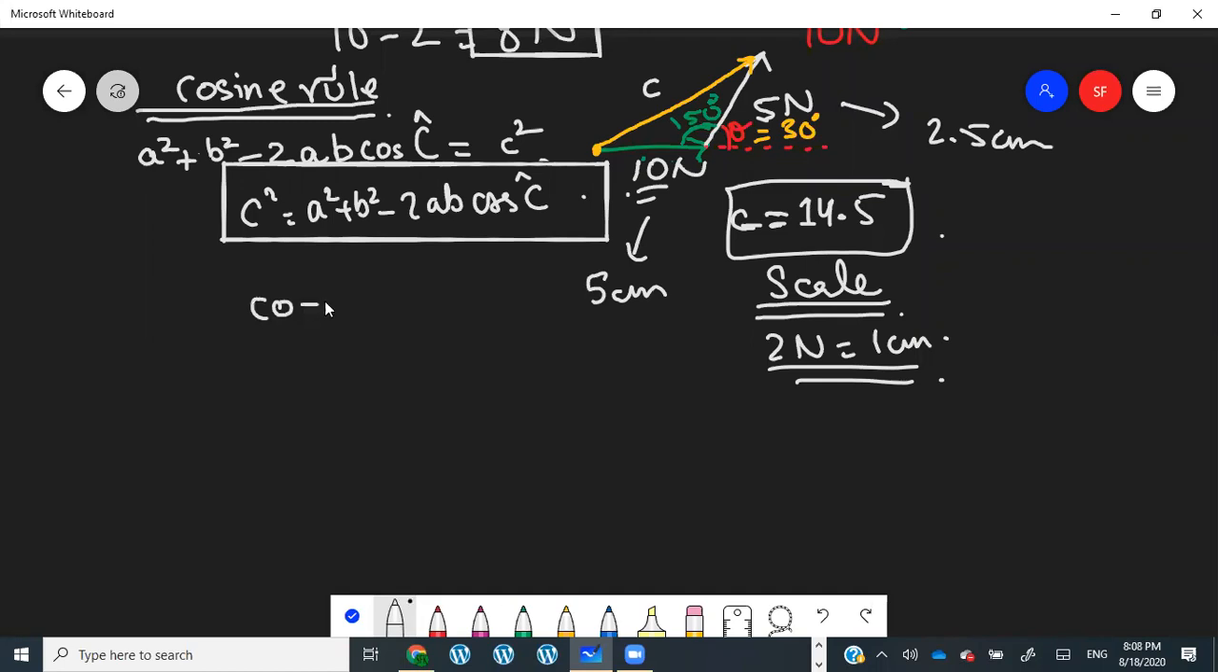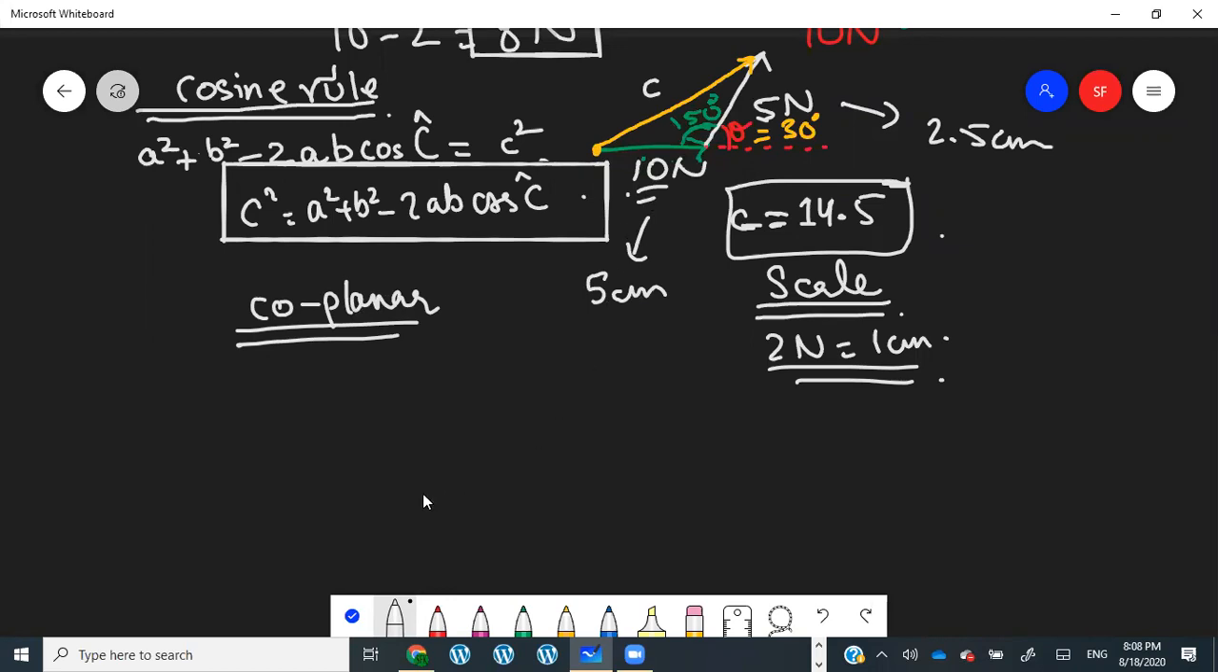Coplanar means vectors in the same plane. For instance, the vectors that we've drawn so far are coplanar. They are in the same plane as your screen, in the same plane as your paper. So these are all coplanar vectors.